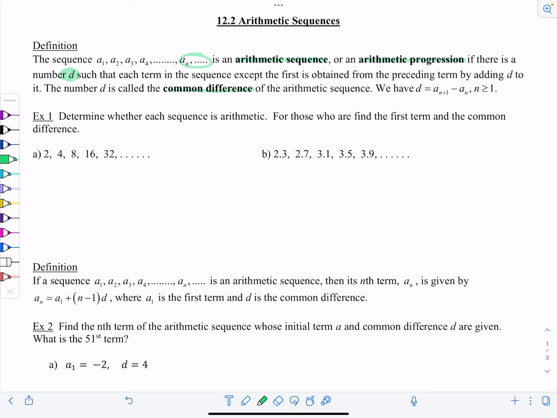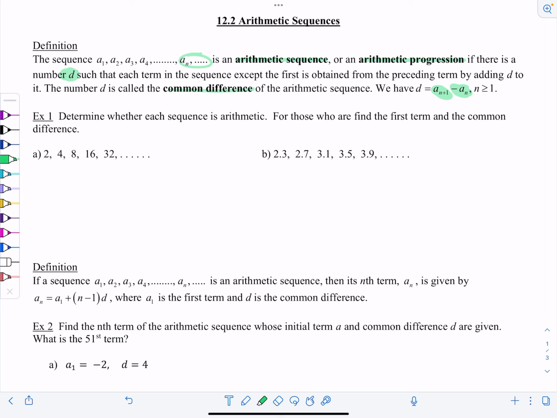If you're trying to figure out what D is, you take some arbitrary term in the sequence, it doesn't matter which one, we'll call it A sub n plus 1, and then you subtract the term that came before it, which would be A sub n. So let's just take a look.